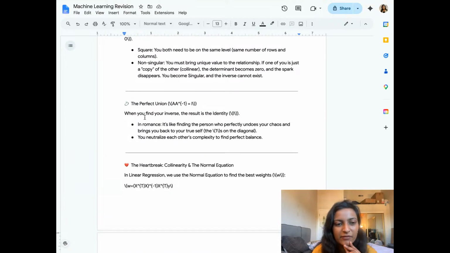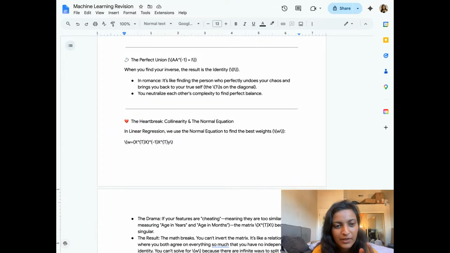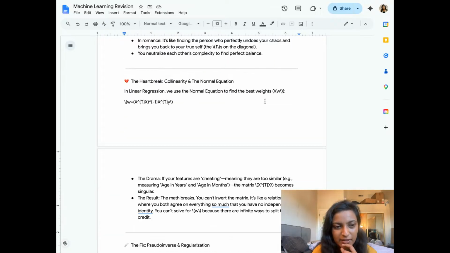What is the perfect union? When you find your inverse, the result is the identity. In romance, it's like finding the person who perfectly undoes your chaos and brings you back to your true self. You neutralize each other's complexity.